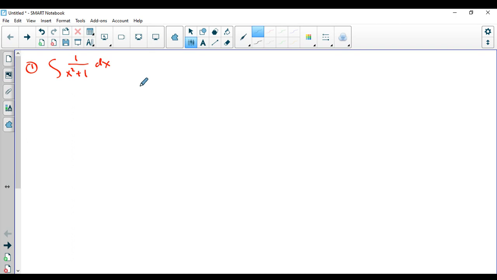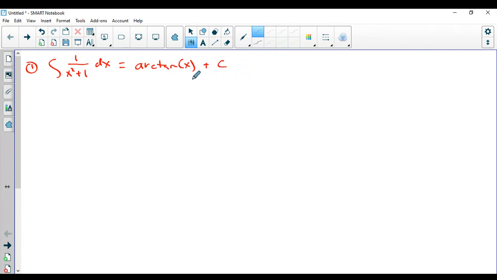When you're doing an integral problem, the first thing you should always do is look at the function and say, hey, do I know a function whose derivative is 1 over x squared plus 1? And hopefully you do. That is arctangent of x. And then, of course, it's an indefinite integral. There are no limits, so I add my constant of integration.